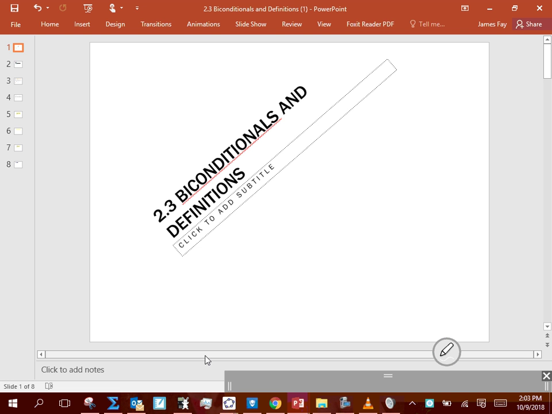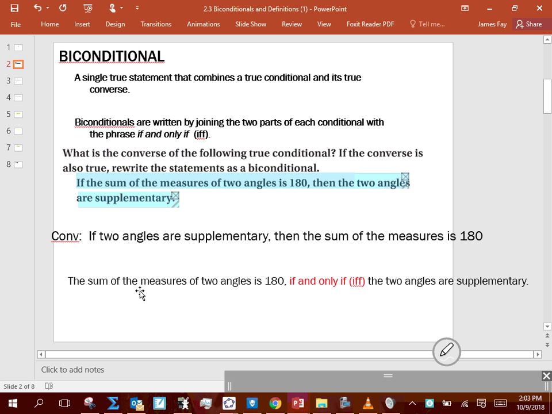But biconditionals and definitions. What does the prefix bi mean? It means 2, right? So if we think about this, this means we're going to have 2 conditionals. Later on we'll see how that progresses into definitions for us, and how that can relate to definitions. We'll talk about biconditionals. So I'll give you the definition here of what a biconditional is.